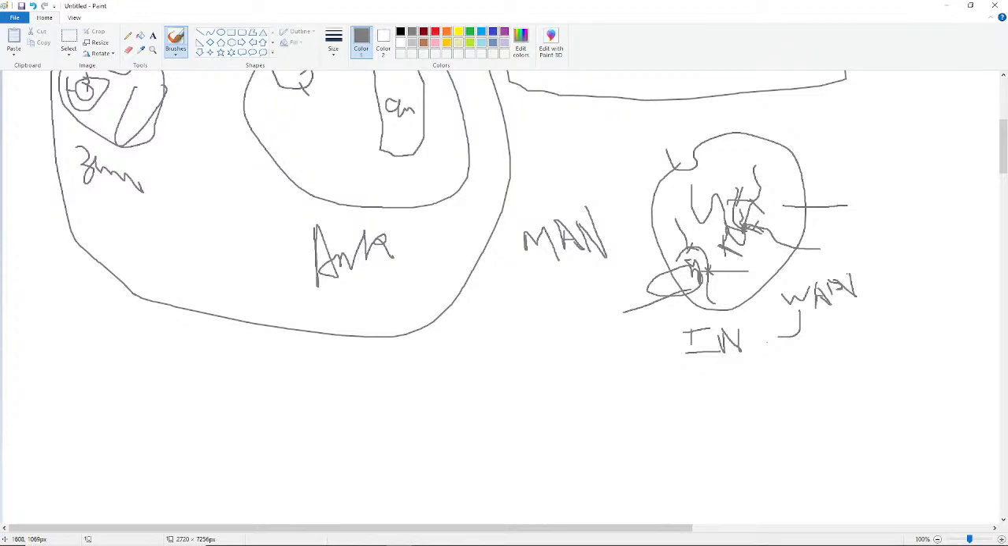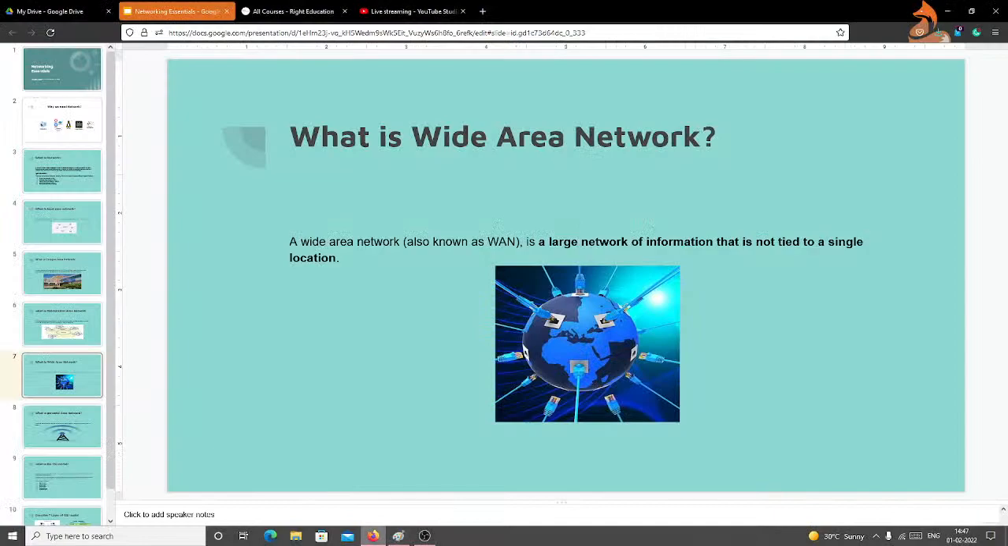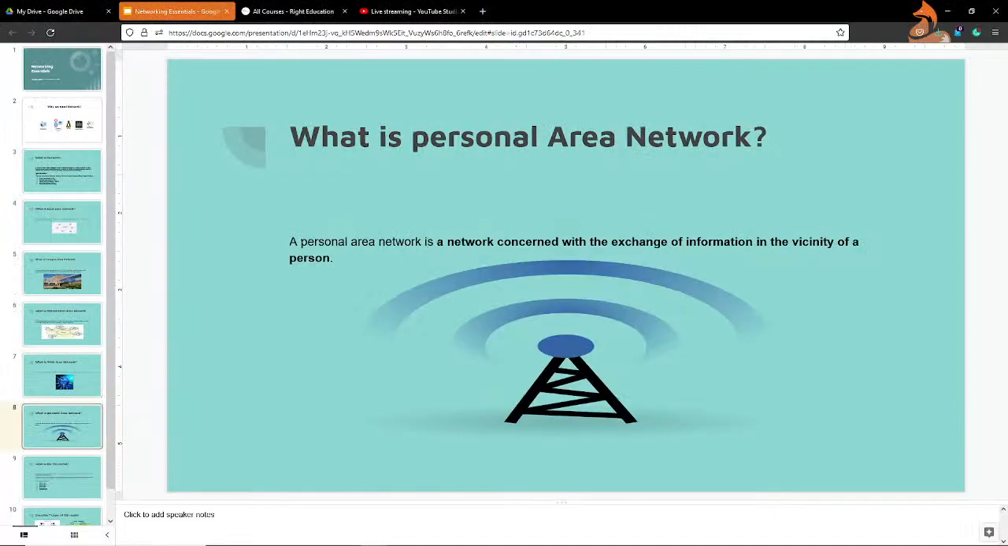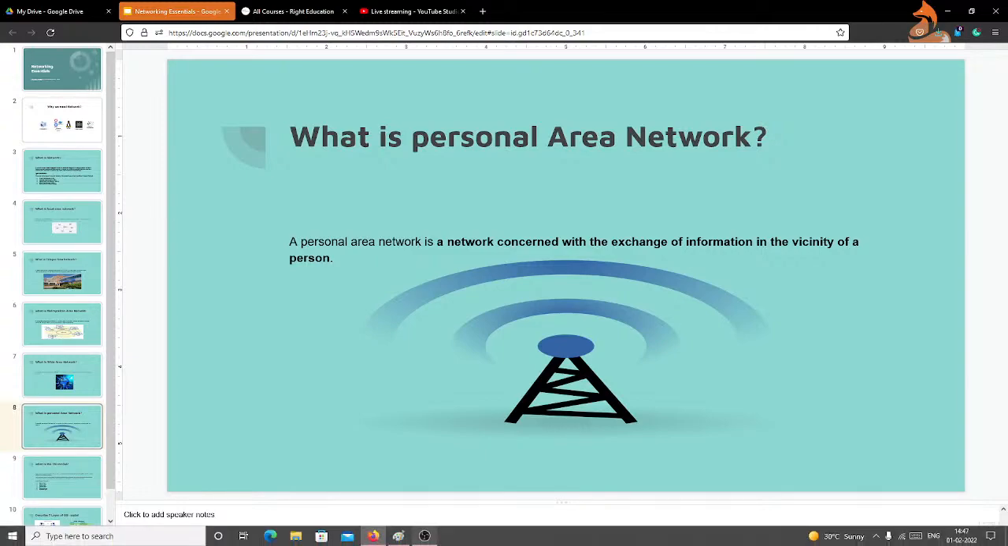So let's see what we have next. What is personal area network? A personal area network is concerned with the exchange of information in the vicinity of a person. So what does that mean? Let's see in the dashboard.